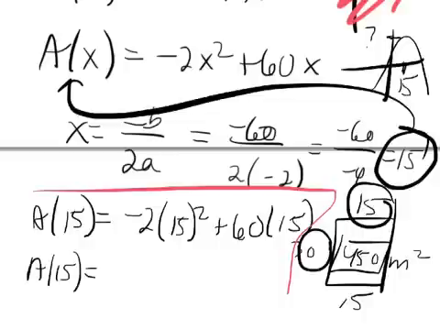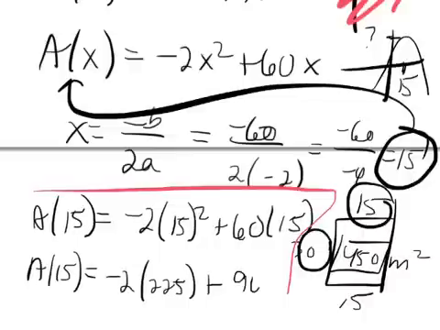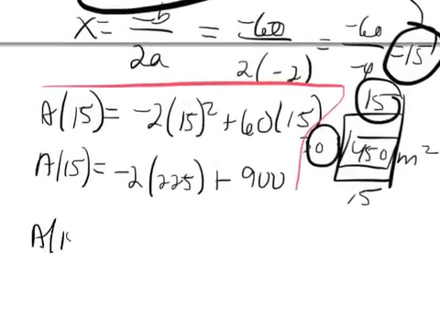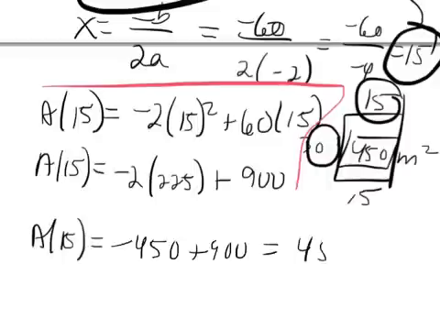Remember, the value is the y-coordinate. It's when you plug in the x value. So here we're going to get negative 2 times 15 squared, which is 225, plus now 60 times 15 gives me 900 clearly. So for a problem like this, we have a solution. The area function is maximized when x is 15 meters, the width of the pen, and the value of it becomes 450. And remember, it's area, so it's square meters.